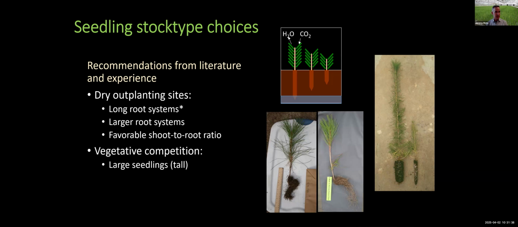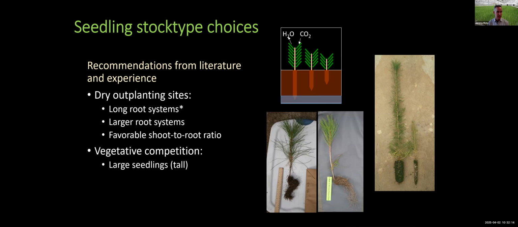some of the research that I've done and some of the stuff that I've seen in the literature, as well as the experiences I've talked to folks about, are that long root systems can do well on dry outplanting sites, and for those reasons, there is this illustration that you see at the top of the screen here. It's logical in some areas that the deeper you go in the soil profile, you're likely to have more persistent moisture. And so if you have a seedling that has a longer root system, that seedling may have access to that water for a greater length of time as opposed to a seedling with a shorter root system.